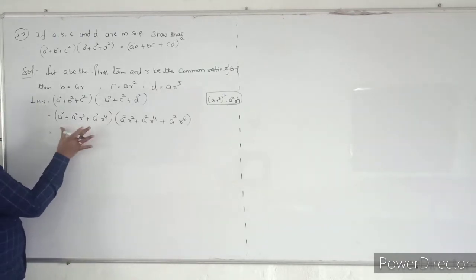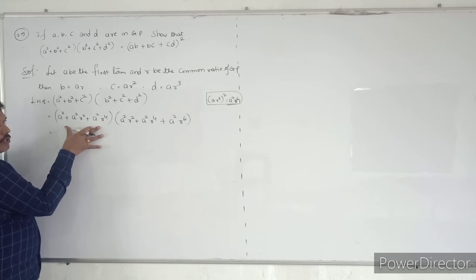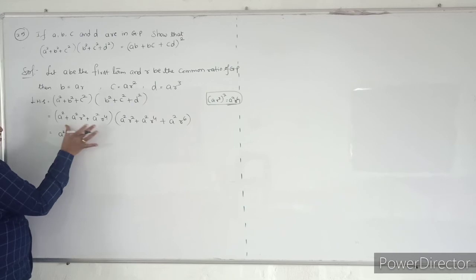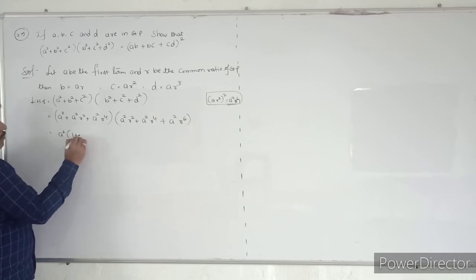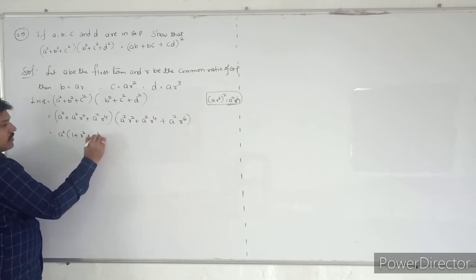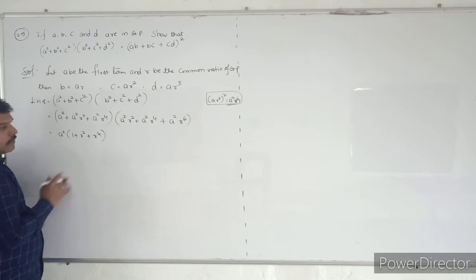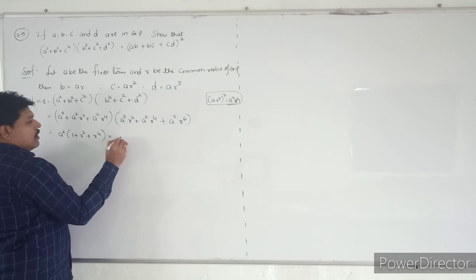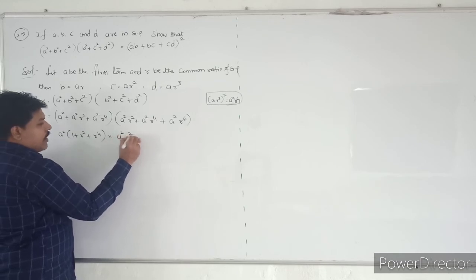So in this one, what are the common terms? You can take them out. You can take a square common from the first bracket. What remains is 1 plus r square plus r power 4. And what term can you take common here? a square r square. I am taking that common.